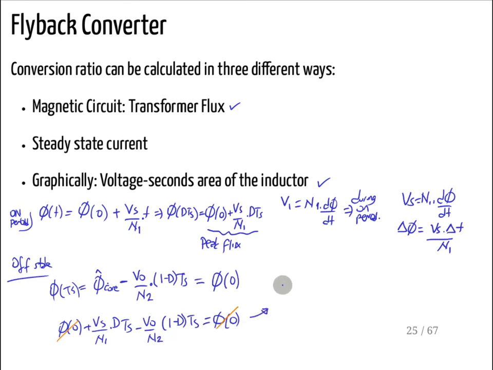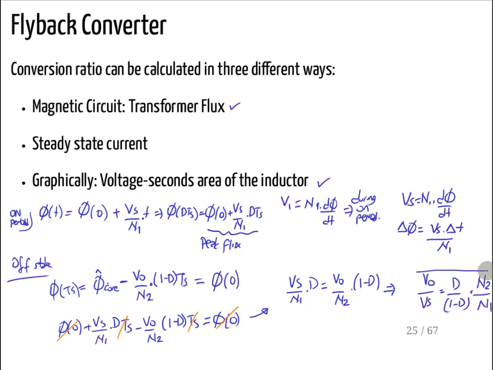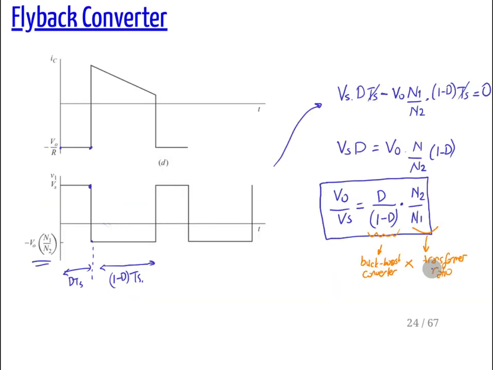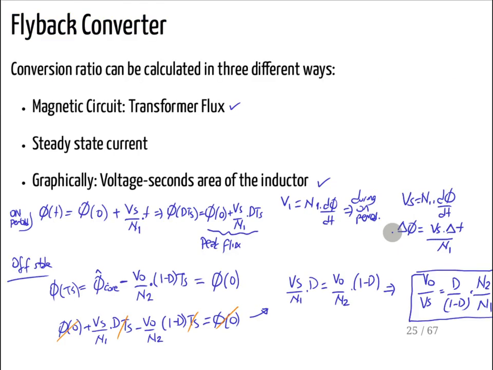So anyway, let me put it completely. Vs divided by M1 times d, let's get rid of the Ts as well, is equal to Vo divided by N2 times 1 minus d, right? Or Vout divided by Vs is equal to d divided by 1 minus d times N2 divided by N1. It is exactly the same relation, right? So it is exactly the same relation.